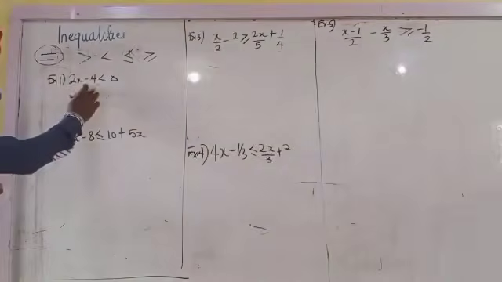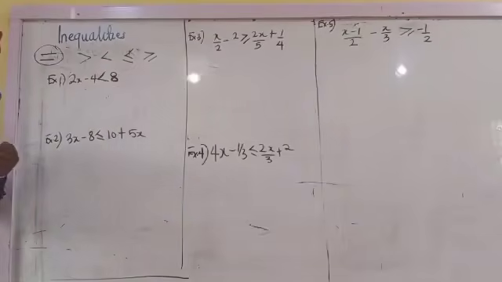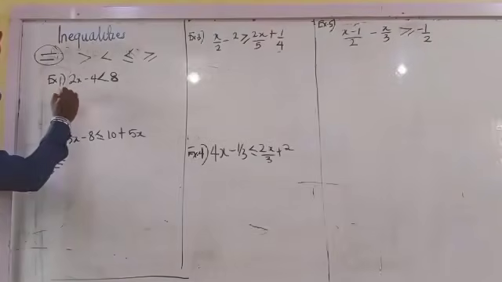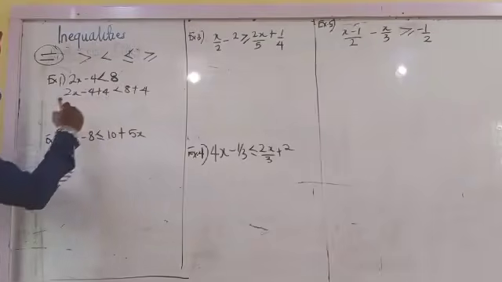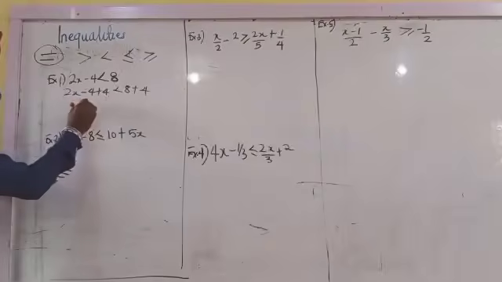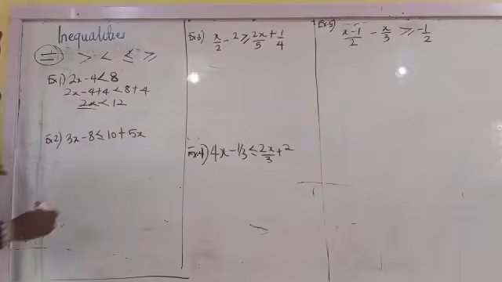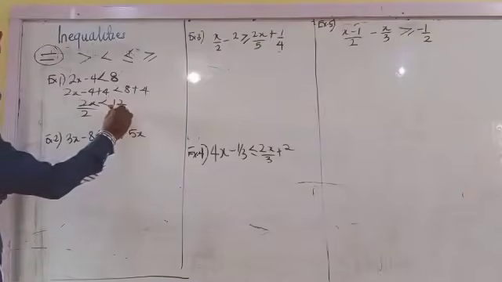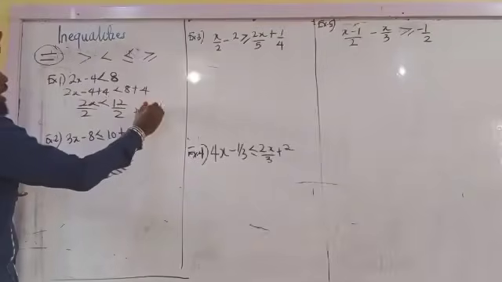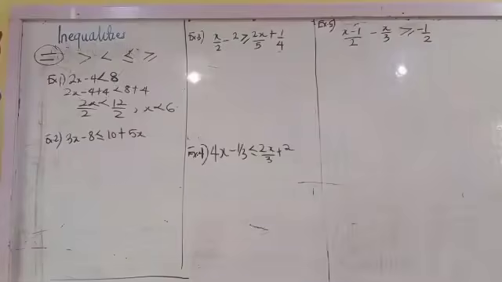Example one, you have 2x minus 4 is less than 8. I'll add 4 to both sides. Minus 4 plus 4 leaves you with 2x here. You have 8 plus 4, you have 12. So divide by the coefficient of x here, which is 2, divide both sides by 2, your x will now be less than 6. So that is our final answer for the first one. x is less than 6.